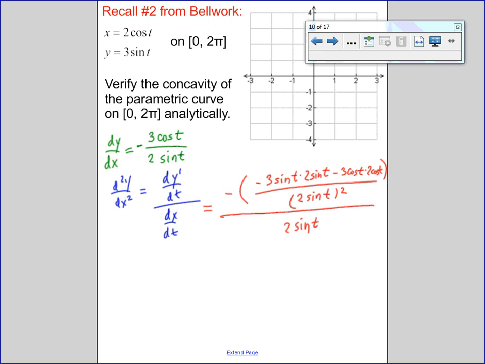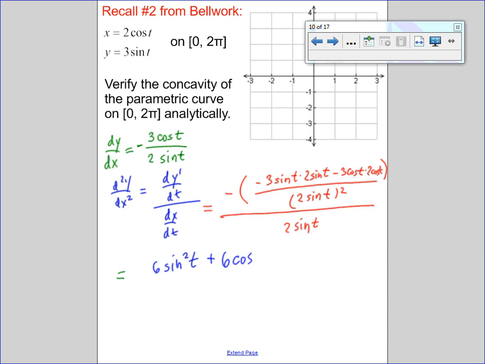Getting to our second derivative of y with respect to x, because each thing is defined with respect to time. All right, so can we make this look prettier? I sure hope so. So I still have the negative out front. Can I just distribute it through both on top? I'm going to erase the negative, because the negative times the negative is a positive all the way through. So I get 6 sine squared t plus 6 cosine squared t.